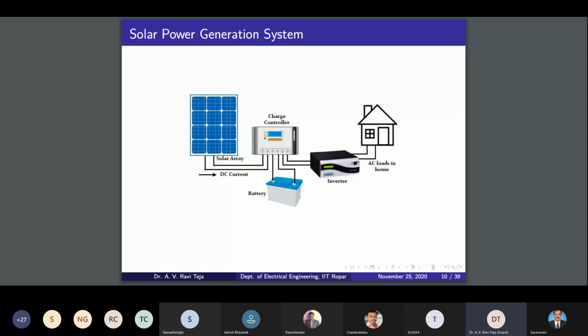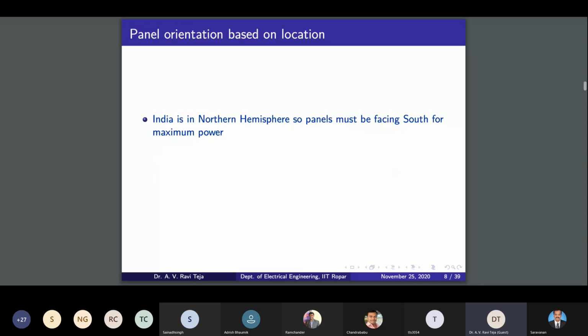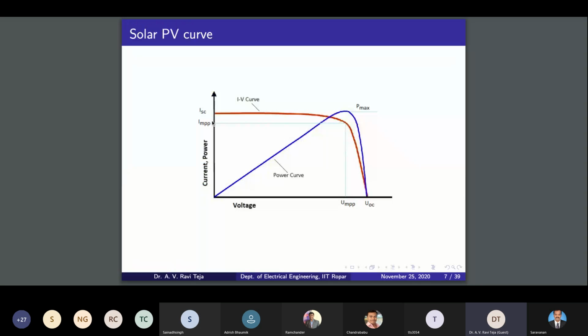And then there are two things to be considered while designing the solar power generation system, which includes, as of now, battery and inverter. And along with inverter, you will require one another DC to DC converter. Why you require it is for two reasons. First reason is, as we saw in the PV solar panel PV curve, the power is non-uniform.